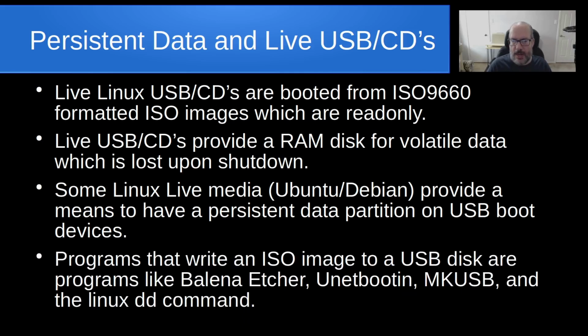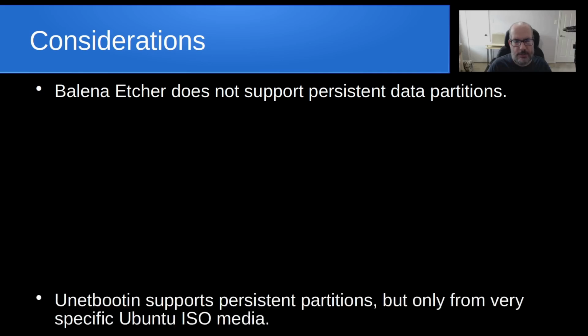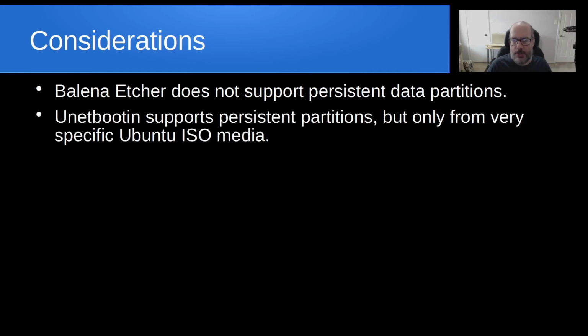Programs that write an ISO image to a USB disk are programs like Balena Etcher, UNetbootin, MKUSB, and also the Linux DD command. Balena Etcher does not support persistent data partitions. I mean, you can create a bootable USB from an ISO with the use of Balena Etcher, but the end result does not have any way to create a persistent data partition. And UNetbootin supports persistent partitions, but only from very specific Ubuntu ISO media.